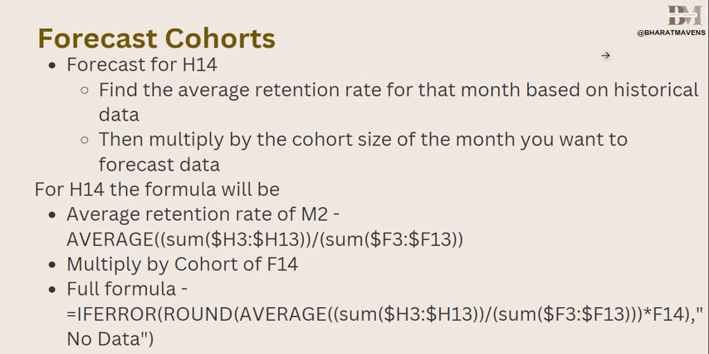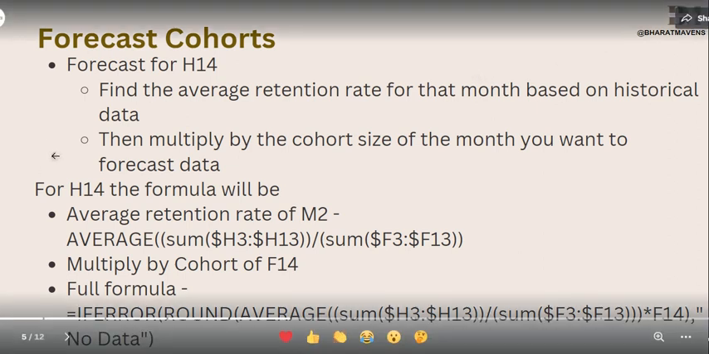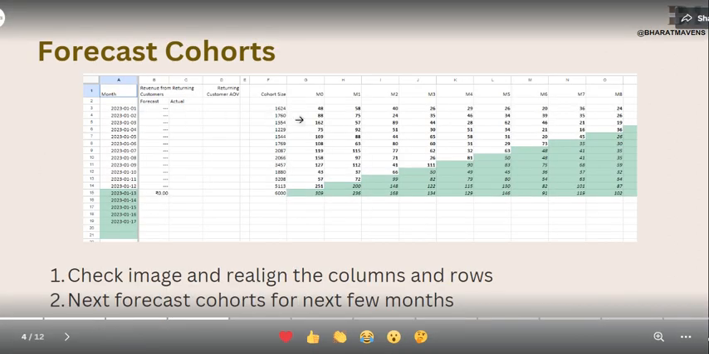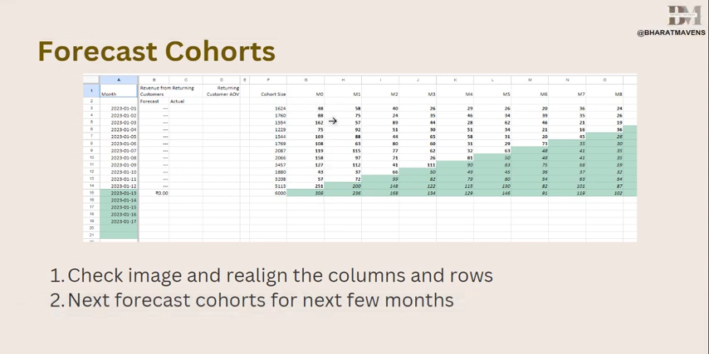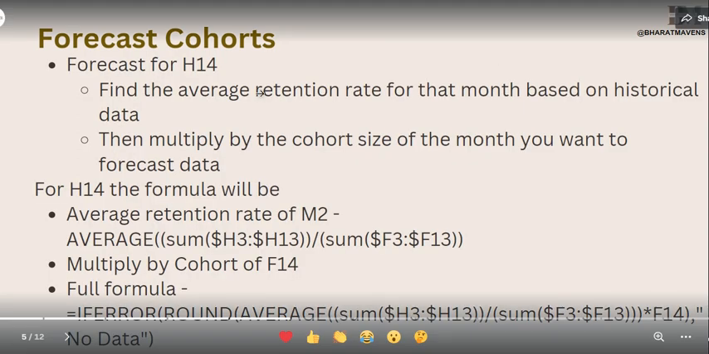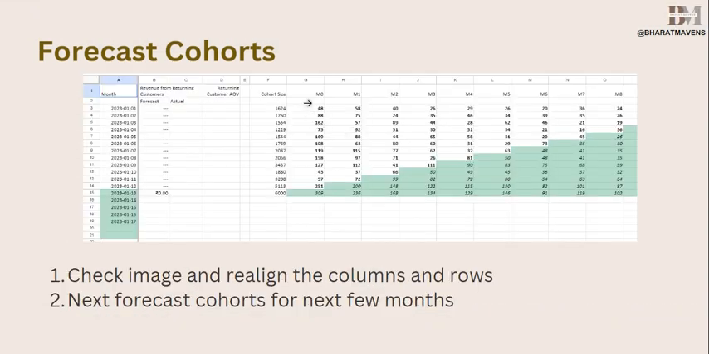Next, forecast. How do you forecast this data? Find the average retention rate. First, find the average retention rate of M0, M1, M2, and then multiply the cohort size of the month, which means after finding the average retention rate, to predict the cohort, that is 309, all the numbers which are marked green, the cells which are marked green are the predictions, which is the forecast.